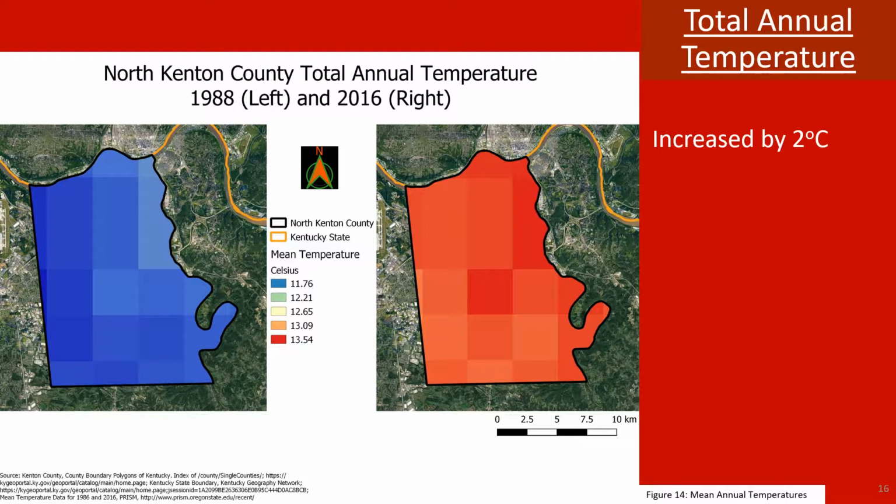The last characterization is the mean annual temperature shown in Figure 14. There is a marked increase of at least 2 degrees Celsius from 1988 to 2016. Increases in temperature over time could be attributed to global warming or climate change, or increases in urbanization causing microclimates in the form of heat island effect.